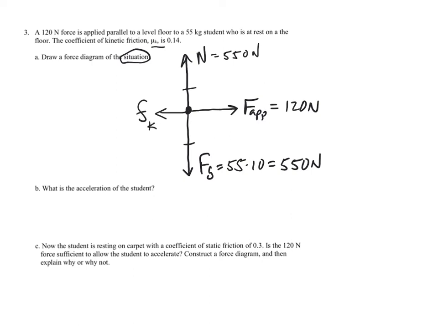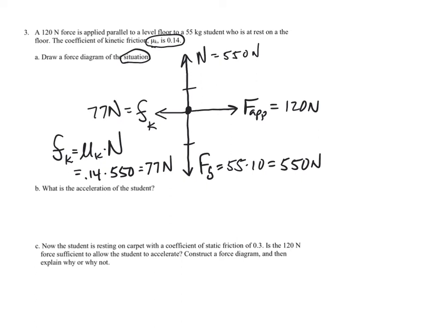Because they give us a coefficient of kinetic friction, mu k, 0.14. So I want to figure out what that force of kinetic friction is. I'm going to use my friction equation that we just learned. Physics is fun. F = mu times N. So the calculation of the kinetic force of friction is 0.14 times 550. I get 77 newtons for that.